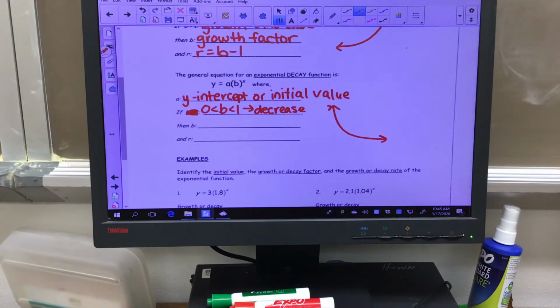So it still looks like a curved line. It's just, instead of going up, it's going to be going down. This is what we call our decay factor, so the rate at which it's decaying. So to find that rate, we do 1 minus whatever our decay factor is.